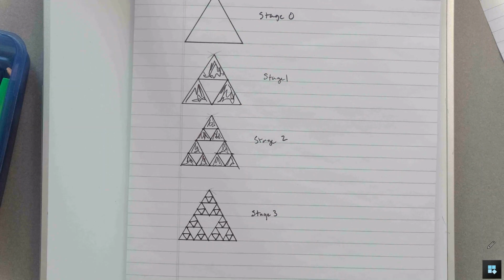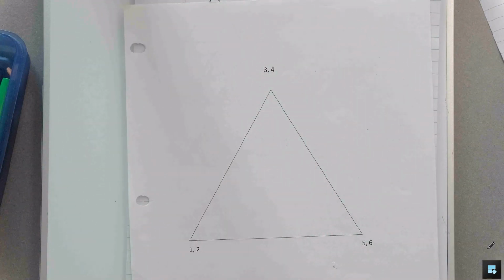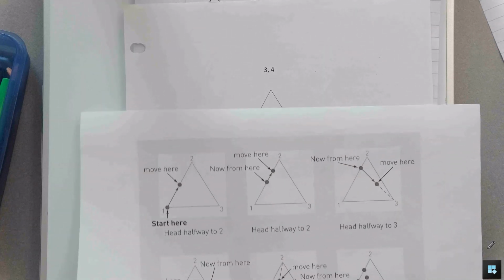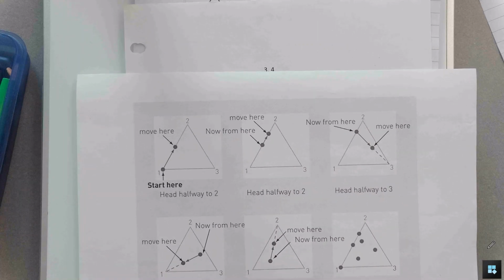So I'm going to give all of you an overhead that looks like this, and we're going to take our rulers and markers and go through and do these steps with it. Here's the steps that we're going to take. I'll give you an overhead, and then we'll work it out together.